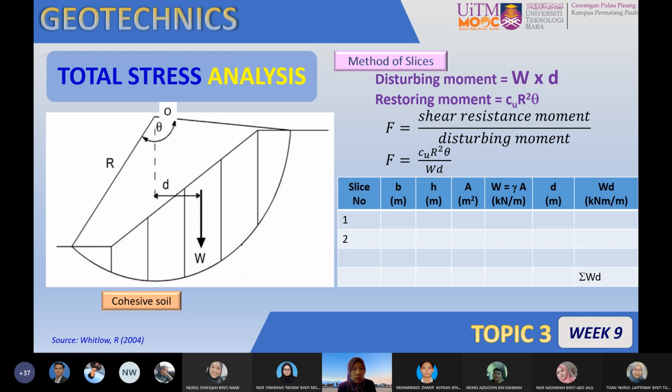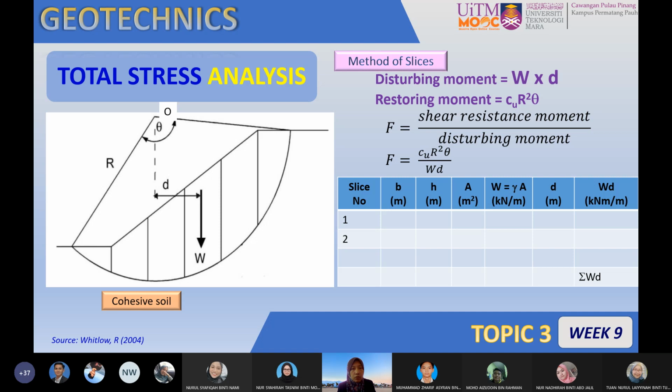And then the same goes for W2. Let's say you have decided that the width of slice number 2 is 2 meters. So the shape of this slice W2 is like a square. So the centroid of W2 is half of the 2, so 1 meter from the left, 1 meter from the right is the location where W2 is acting. So you have to measure the horizontal distance from O to where W2 acts. So what is the D? And then you tabulate the table, you calculate W times D, so you can have the disturbing moment.